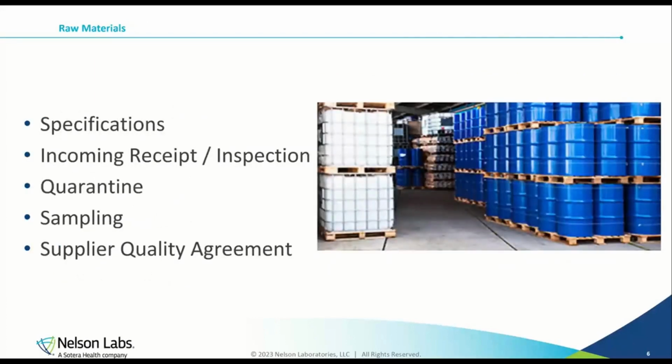When it comes to raw materials, we have the incoming specifications. We get a receipt, we get a certificate of analysis, we quarantine the material until it's been sampled and tested and approved and released by the quality unit. And we, hopefully, all of you have a supplier quality agreement for your raw materials so that you know that your supplier is reliable and is going to give you consistent product, consistent materials over and over.